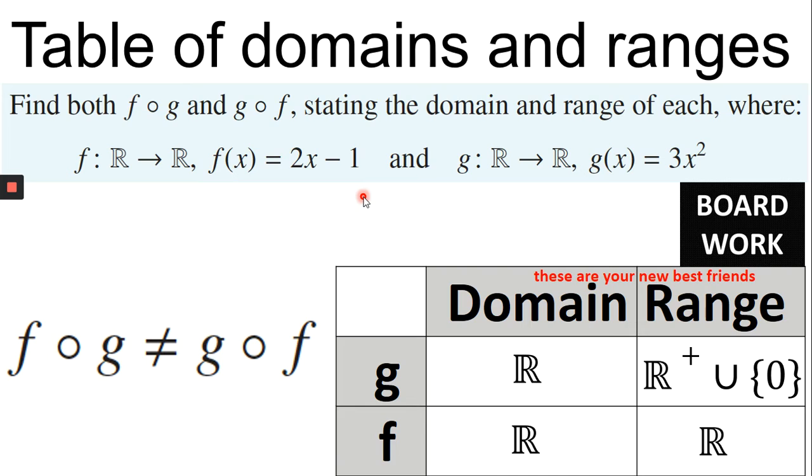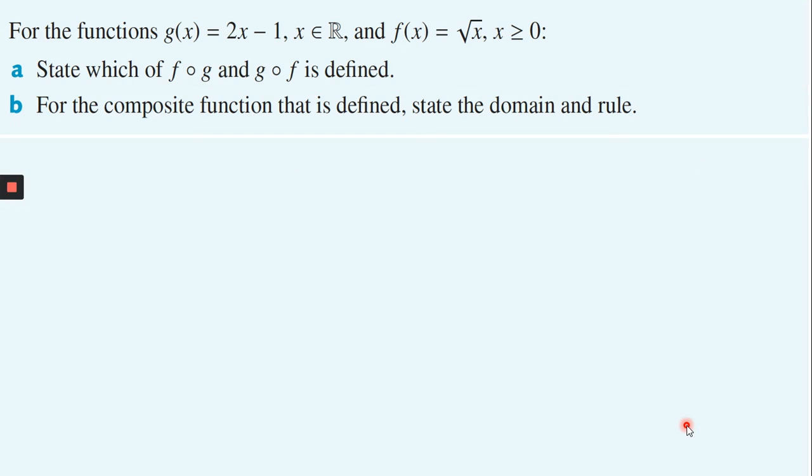So we can see that f∘g, so the function going this way, would not be the same as the function going this way, because we have different ranges there. So let's look at an example. State if f∘g and g∘f are defined. So what do they mean by this?